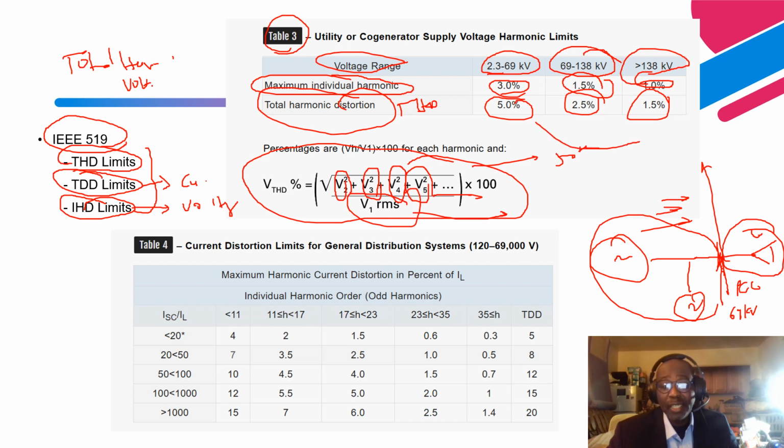If it is greater than that, after you have performed your studies, then you need to implement mitigation efforts and means. An example is installing filters right over here that will help to mitigate the harmonics that you are producing towards the grid.